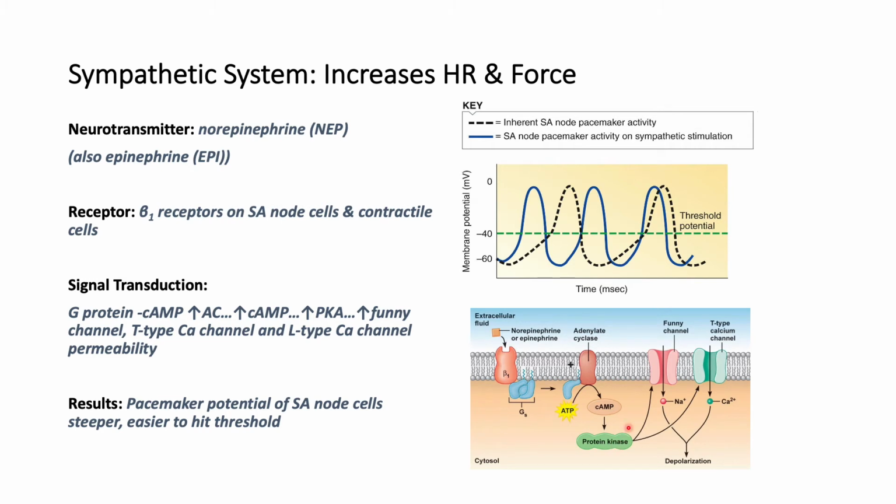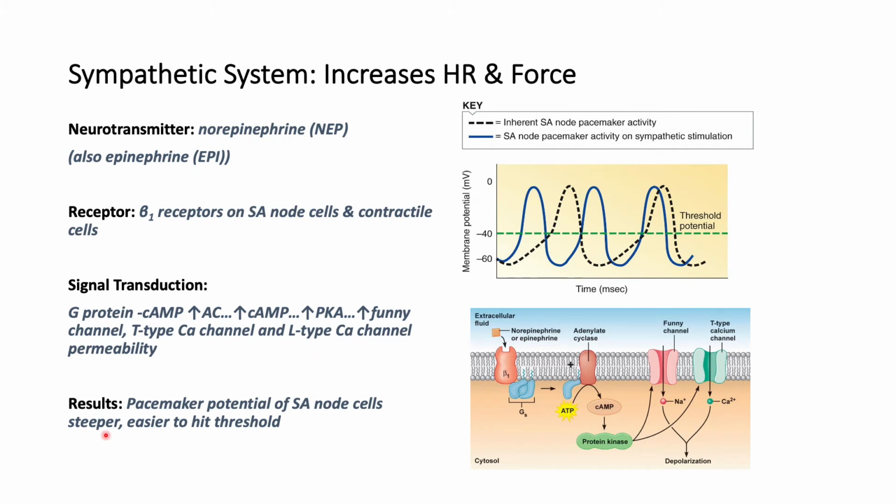And specifically here, we're going to increase our funny channel permeability. So that's going to increase our permeability to sodium. We're going to phosphorylate and increase the permeability of our T-type calcium channels. And then lastly, which is not shown, this is an autorhythmic cell, but on our contractile cell, we are going to increase the permeability of our L-type calcium channels.